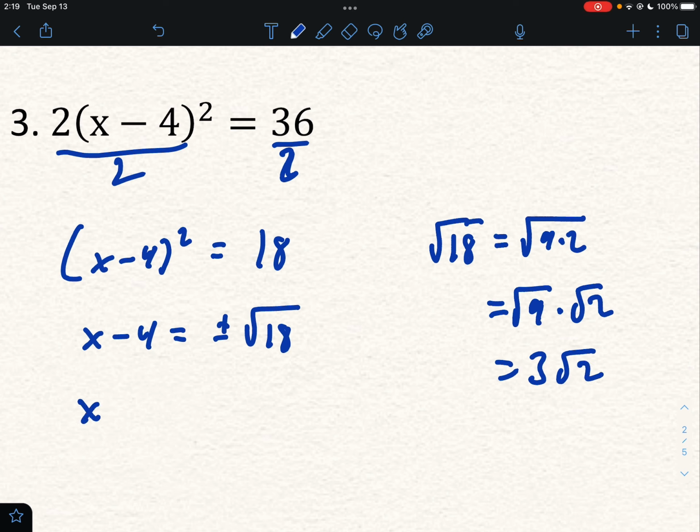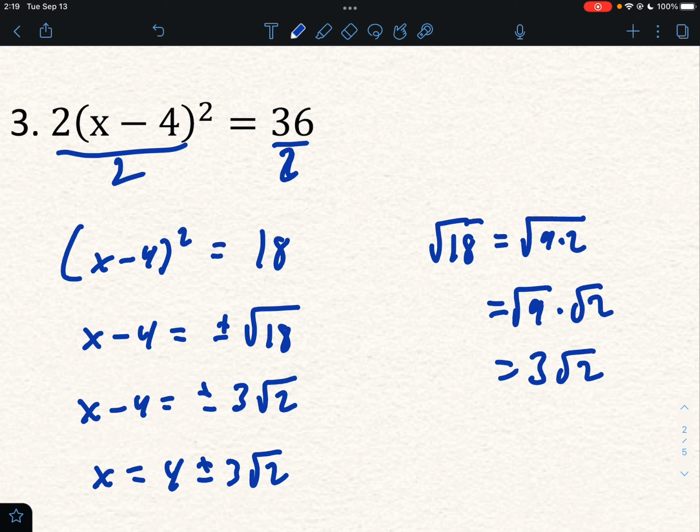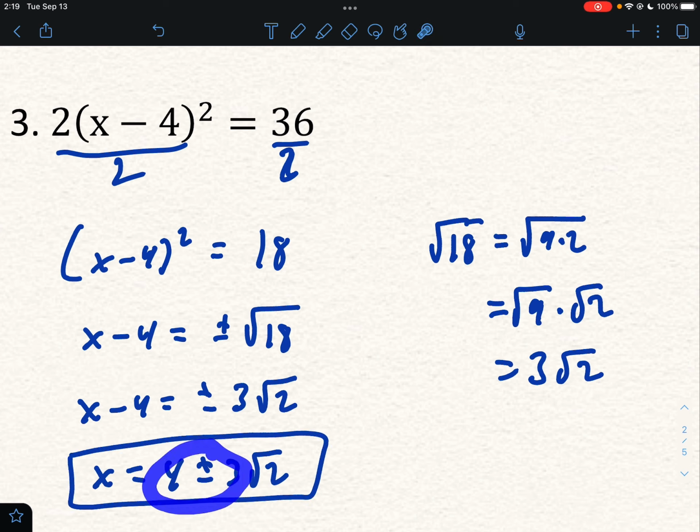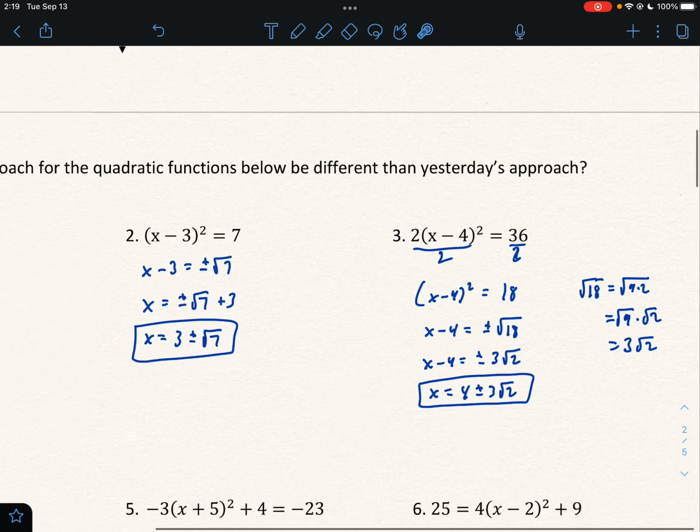So now it's x minus 4 equals plus or minus 3 root 2. Add 4 to the other side, we get 4 plus or minus 3 root 2 as our final answer. And no, you cannot combine 4 and 3 here. So 4 plus 3 root 2 and 4 minus 3 root 2 are our answers.